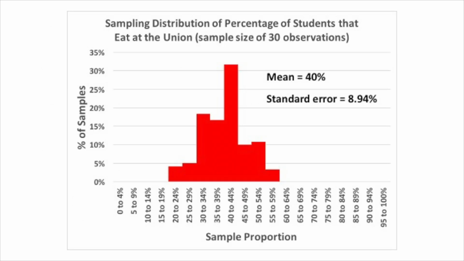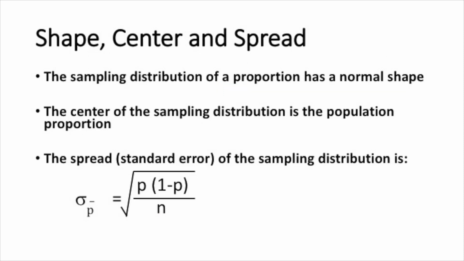So going back to the sampling distribution that we looked at a moment ago, the shape of this is certainly symmetric and it's approximately normal. The mean value of this sampling distribution is 40% because that's the proportion from the underlying population, and the standard error is 8.94%, found by taking the proportion, which is 40%, multiplying that by 1 minus 40%, dividing it by the sample size of 30, and then you take the square root of that value.